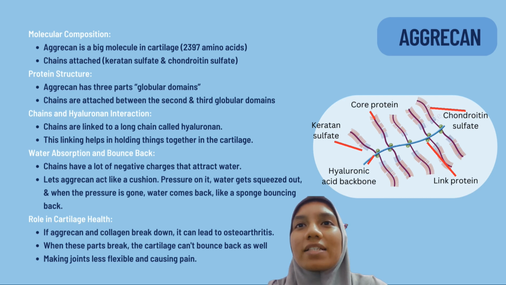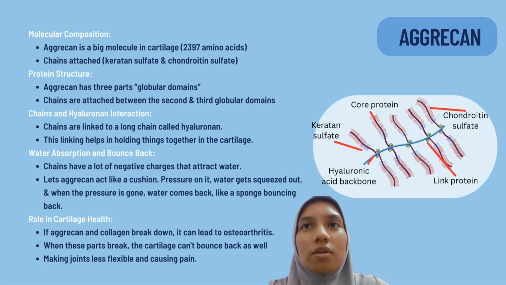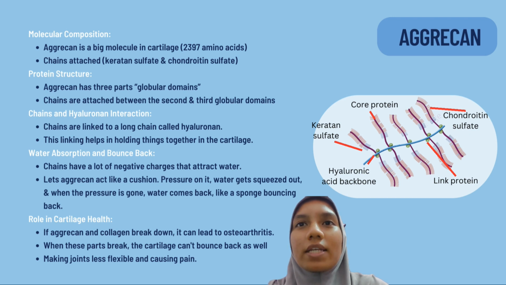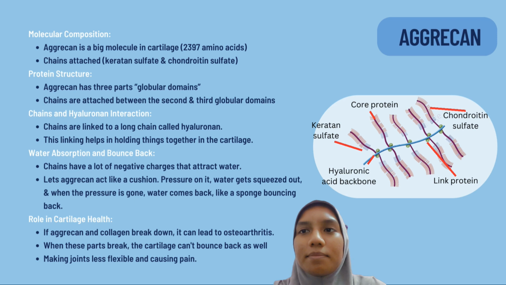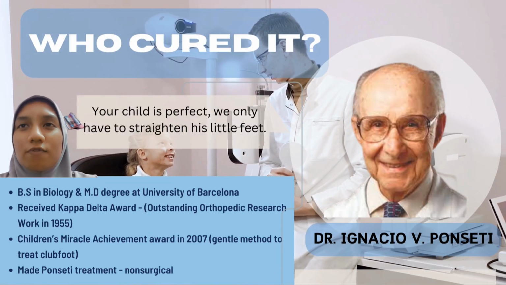The Aggrecan acts like a cushion, so when there's pressure, the water gets squeezed out, and when the pressure is gone, the water comes back, like a sponge bouncing back. The role of Aggrecan in cartilage health is that if Aggrecan and collagen break down, it can lead to osteoarthritis. So when these parts break, the cartilage can't bounce back, making the joints less flexible and causing pain. So who cured clubfoot?